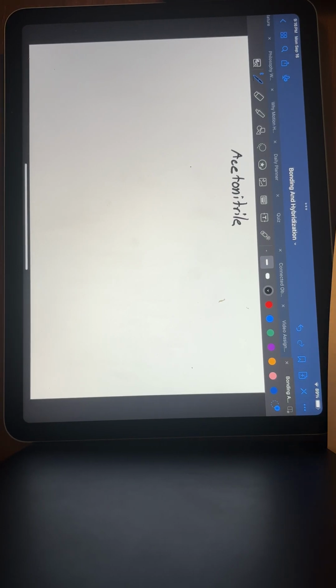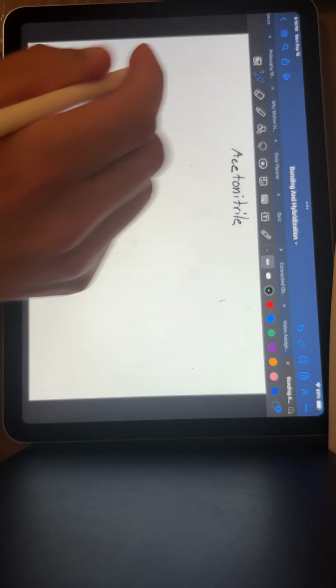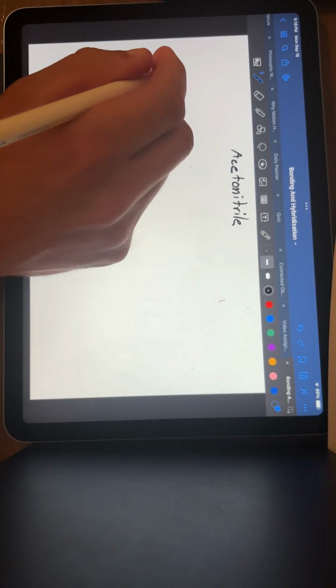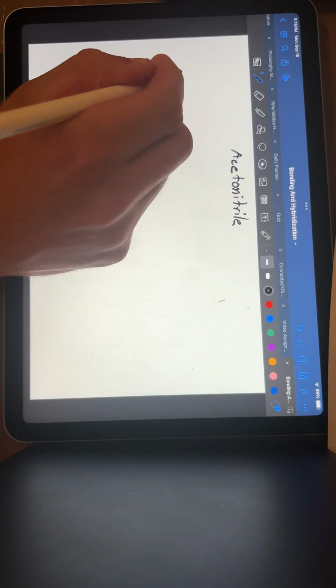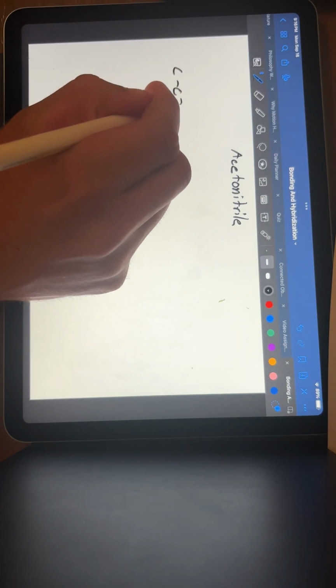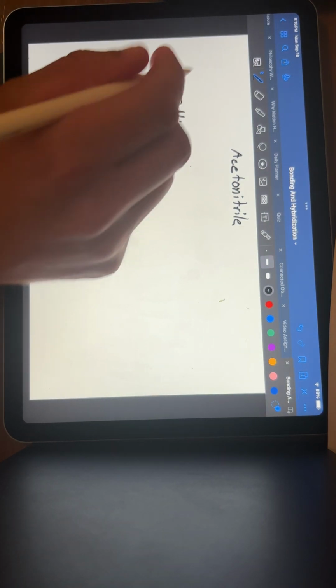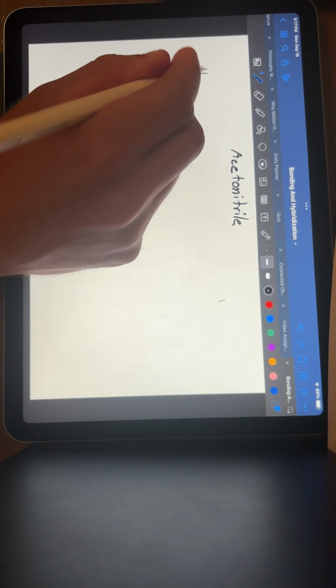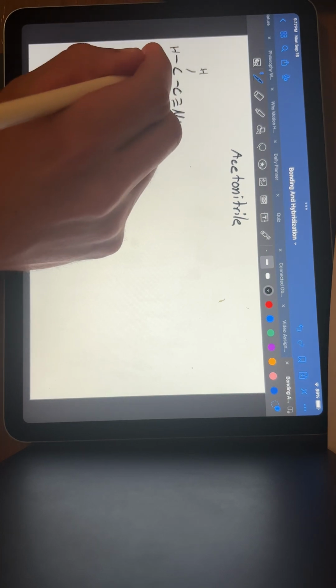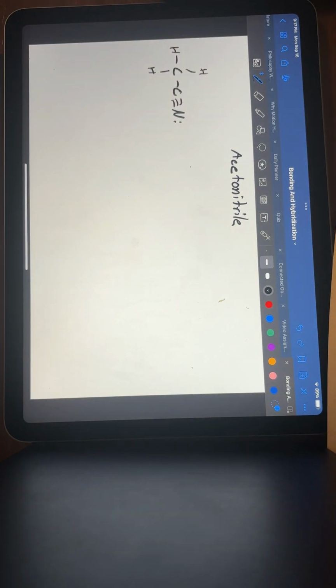All right, this is my hybridization video for the acetonitrile. I'm going to start off just drawing the Lewis structure just to get an idea what we're doing here. We have the two lone pairs there, the three hydrogens. So we have the Lewis structure.